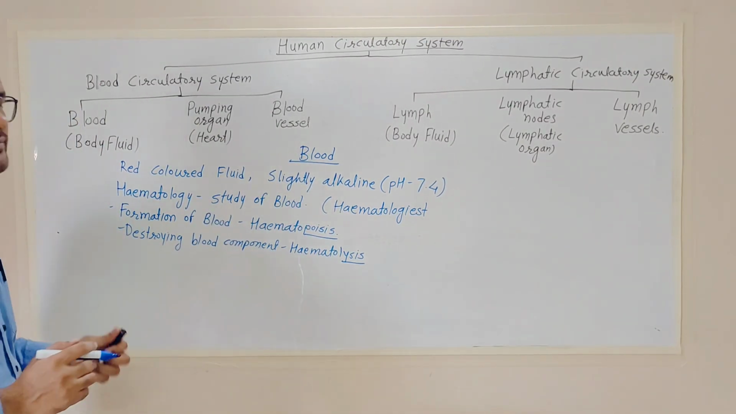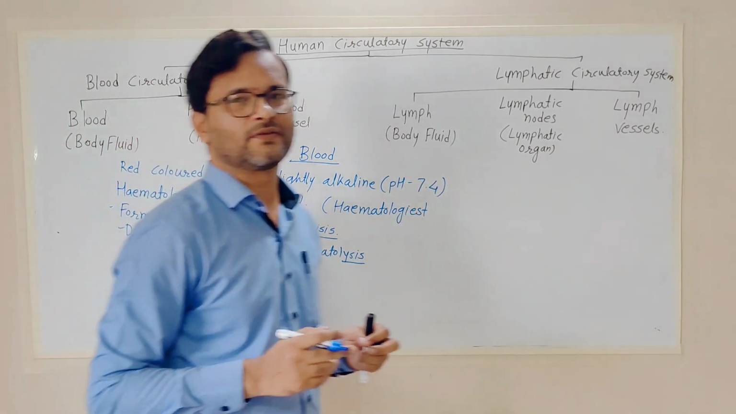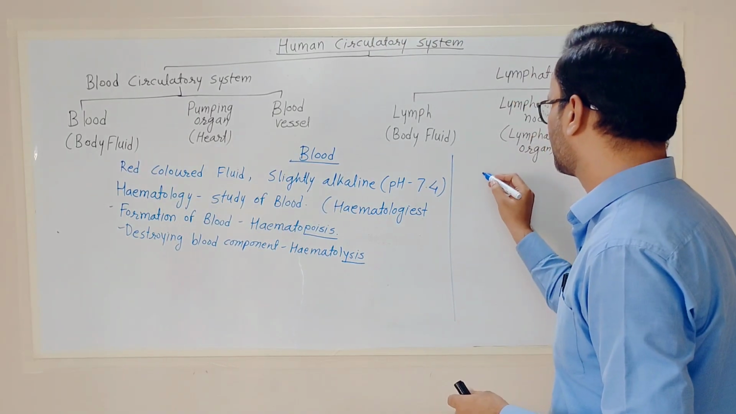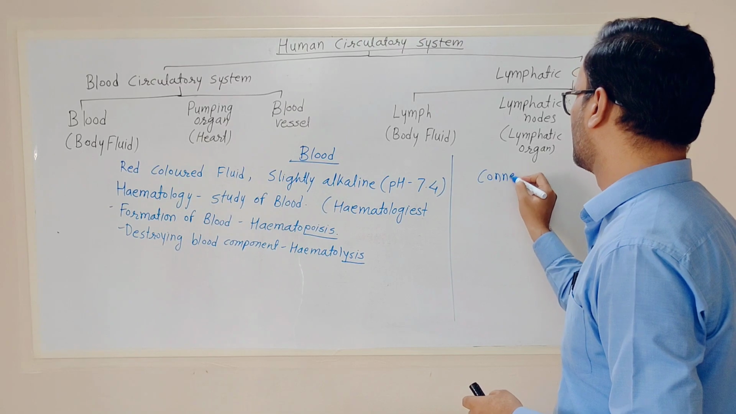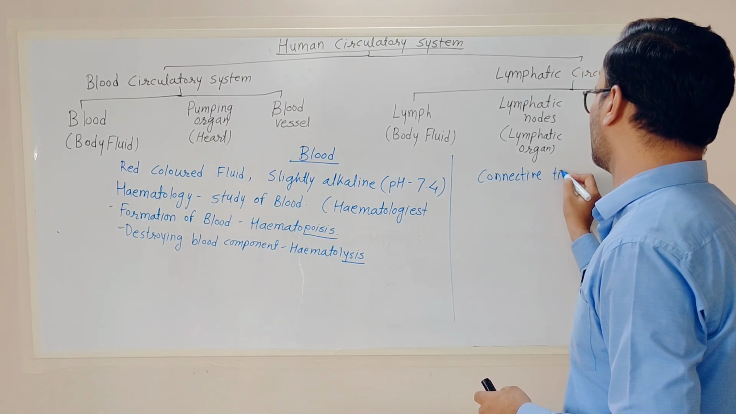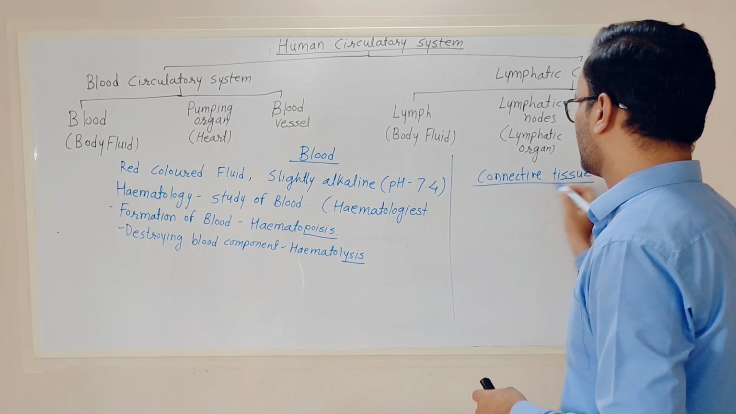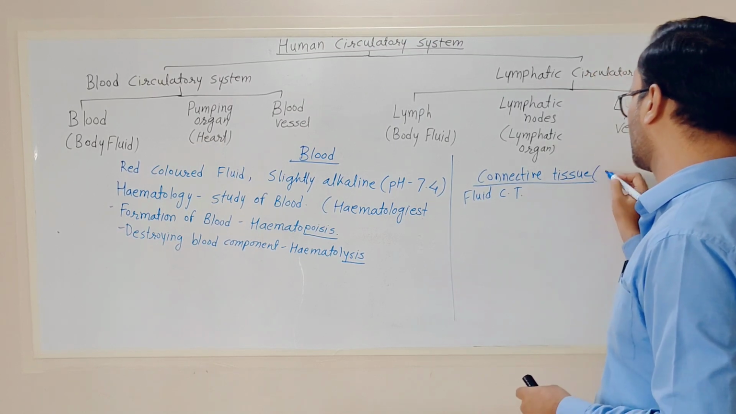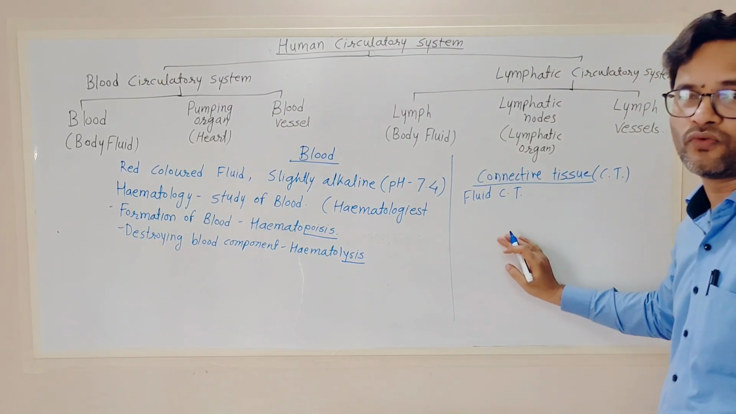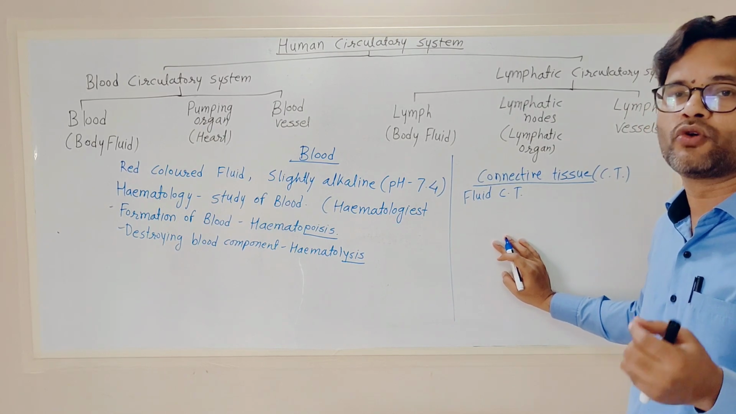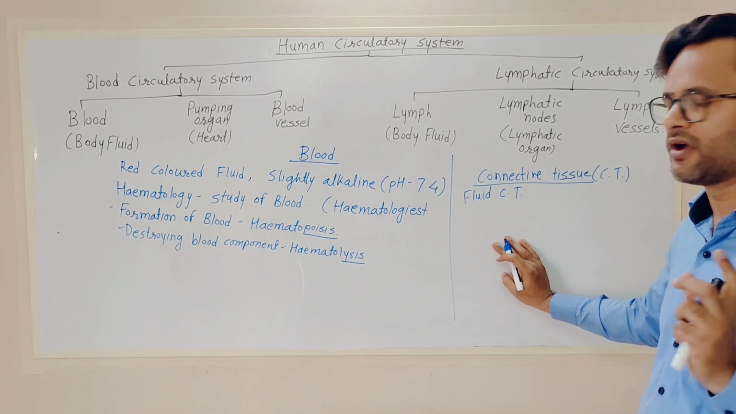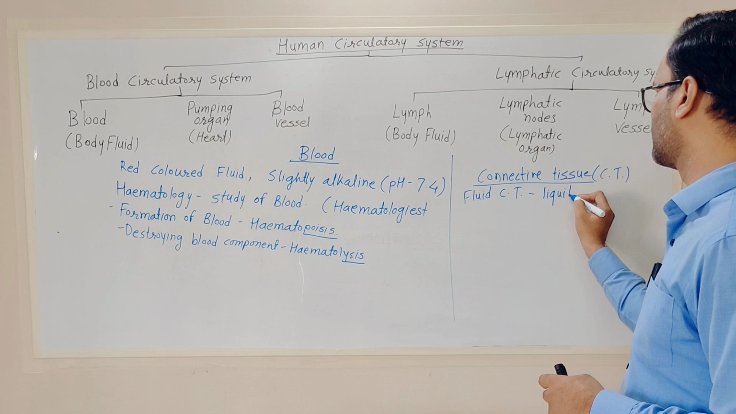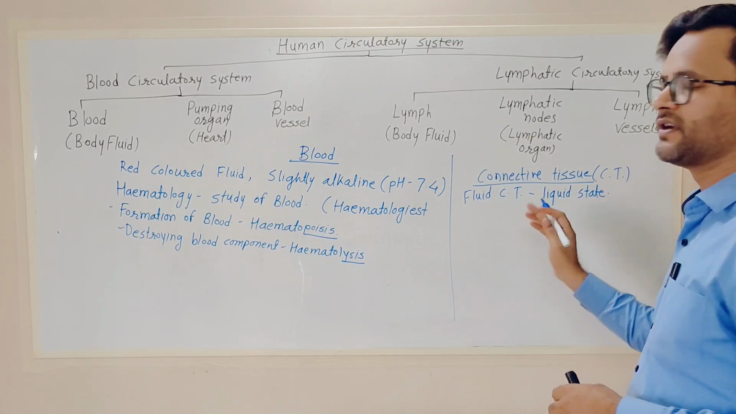Now blood is specifically a connective tissue in our body. We can say blood is a connective tissue. But which type of connective tissue? We can say fluid connective tissue. Clear? Why is it called a fluid connective tissue? Because it is fluidic in nature, present in the liquid state.